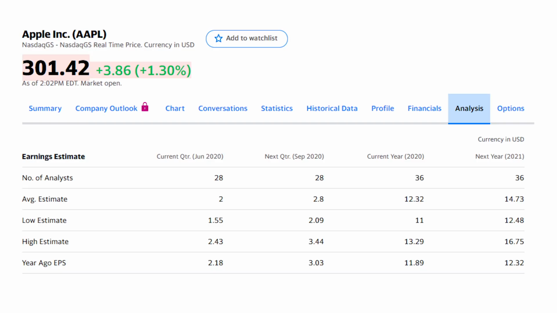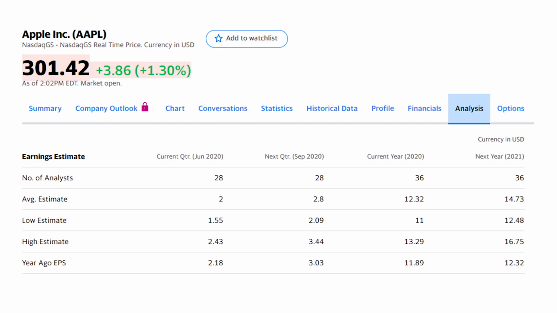Personally, I like to use my Webull account because it shows you all the earnings dates for each company as well as some really important information. But I want to use Yahoo here because it's easily accessible for everyone. So the first thing you see here is that 36 analysts have an average estimate for Apple to make $12.32 in earnings for the current year.